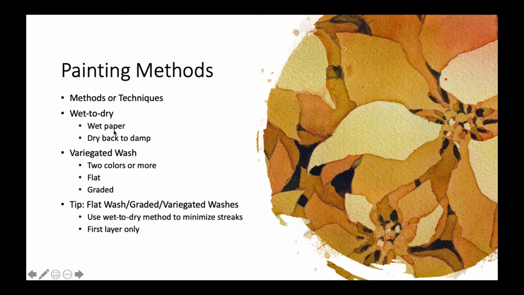And because we're introducing wet to dry, the flat wash, the graded wash, or the variegated wash, you can use the wet to dry method to minimize the streaks. Typically in this lesson, we're only going to do the wet to dry on the first layer. The best watercolor paper for these methods is probably cold press, but rough is good as well.